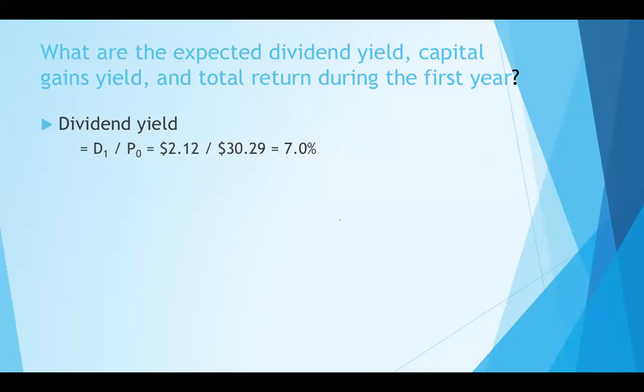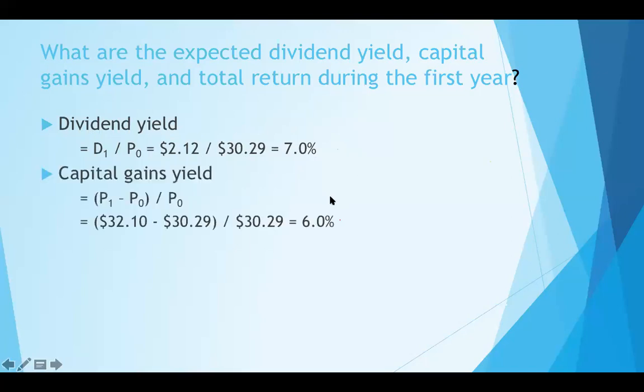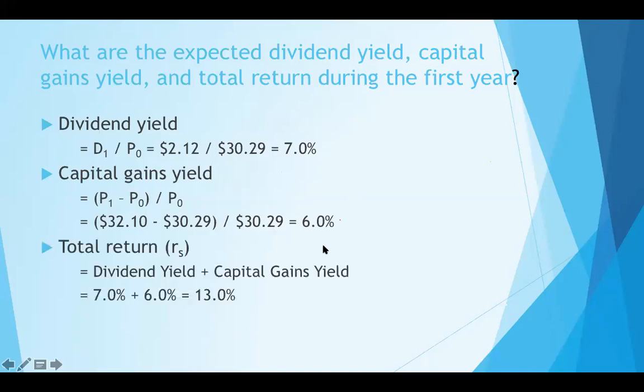Okay? And capital gain: next year's price, we already calculated, 32.10, minus this year's price, divided by this year's price, is your capital gain, which is 6%. So altogether, you will receive your dividend plus your capital gain. Altogether it is 13%, which is the required rate of return, the total return for this stock. Okay, so this 13% is given to you at the beginning. We will see how to calculate it, but forget about it for the time being.